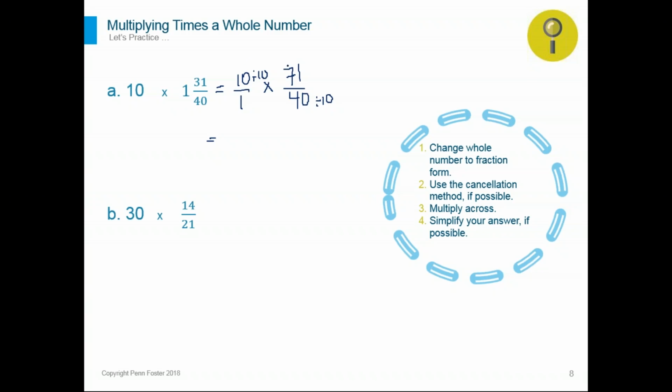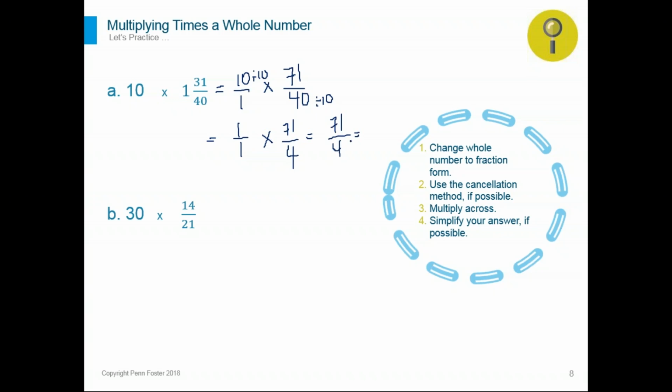That's it. So 10 over 10, of course, is a 1. You have a 1 again on the denominator times 71 over 4. Nothing common between these four numbers. So I'm going to go ahead and multiply across. 1 times 71 is 71. 1 times 4 is a 4. This is not in simplest form.